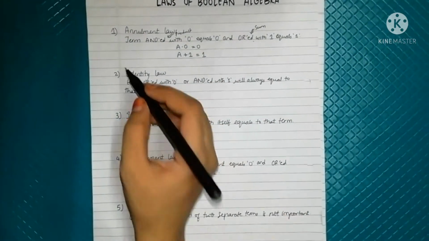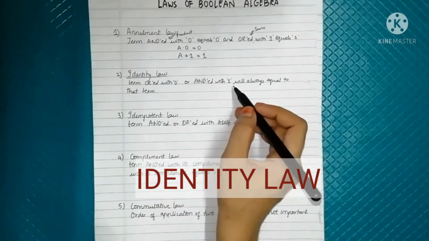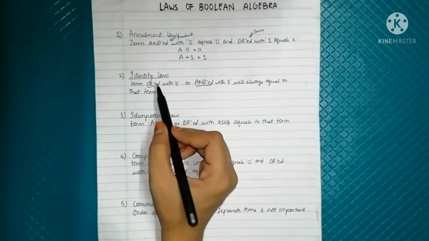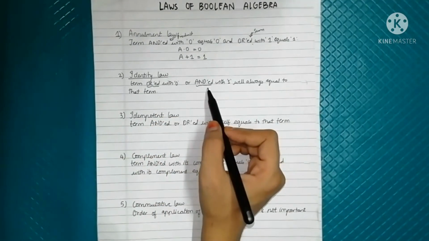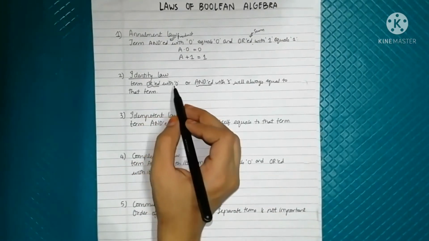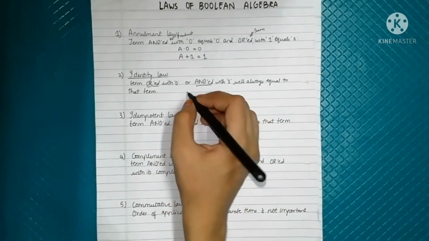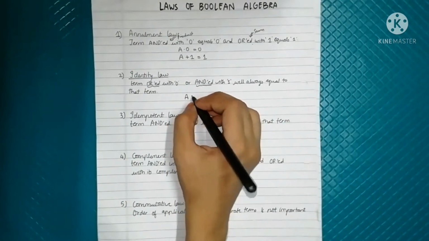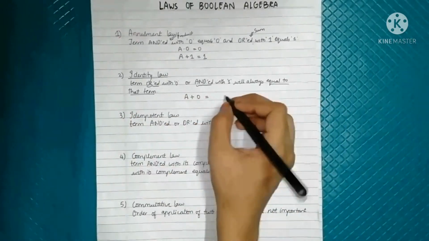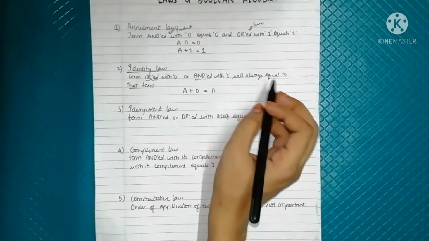Moving ahead, we will see the next law, which is the identity law. The term ORed with 0 or ANDed with 1 will always equal that term. And again, OR means we are adding both the terms, and AND means we are taking the product of both the terms. So the law says a term ORed with 0 or ANDed with 1 will always equal that term. So if I am ORing a term with 0, then I am getting the same term, that is A. And if I am ANDing the term with 1, then I will get the same term.